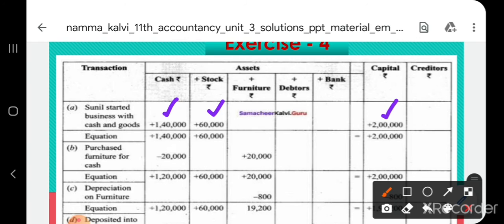Next, purchase furniture for cash. That means furniture is coming into the business. So plus 20,000 in furniture. When you purchase furniture, cash is going out. So minus 20,000 in cash. Okay. Next, depreciation on furniture. I told you when you provide depreciation for an asset, the value of the asset is decreased to that extent. So in furniture you will write minus 800. Now depreciation is a loss to the business, so you will minus 800 from the capital.